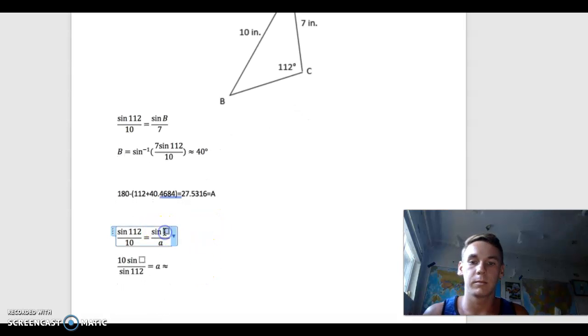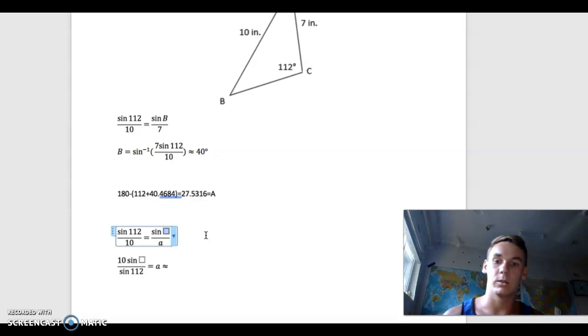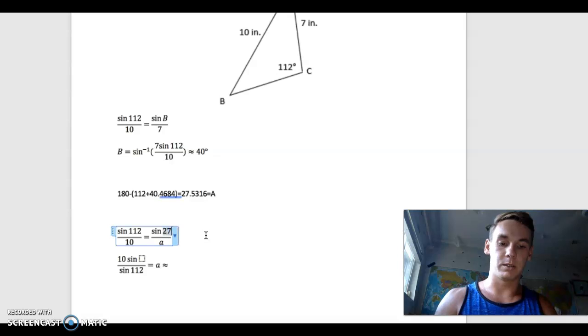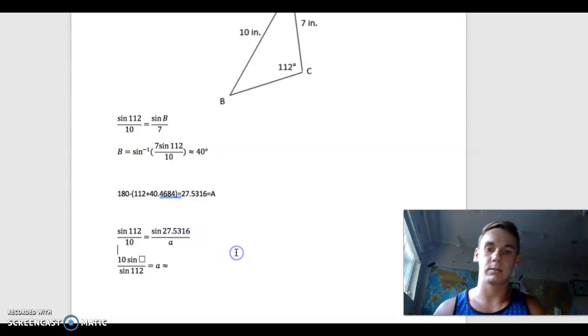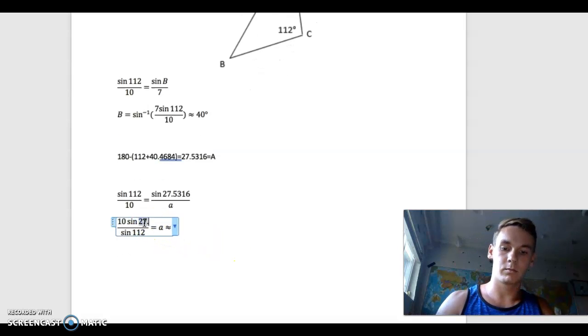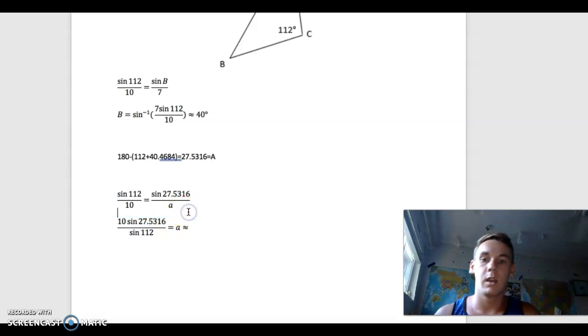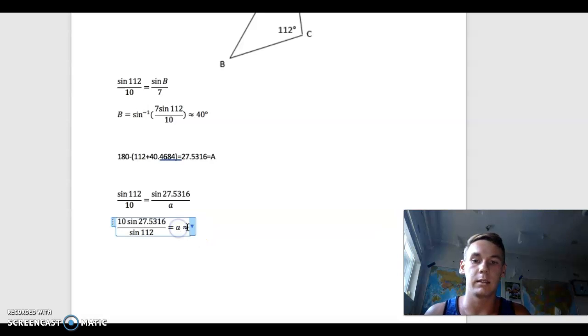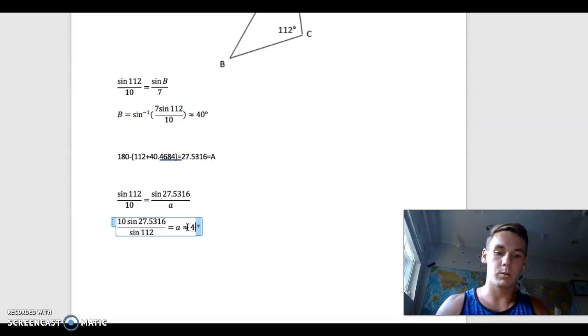Now you would put the angle A in this to solve for side A. So this is where you're just using the law of sines again. And you would cross multiply again, giving you 10 sine 27.5316 divided by the sine of 112, which approximately gives you A equaling 4.99.